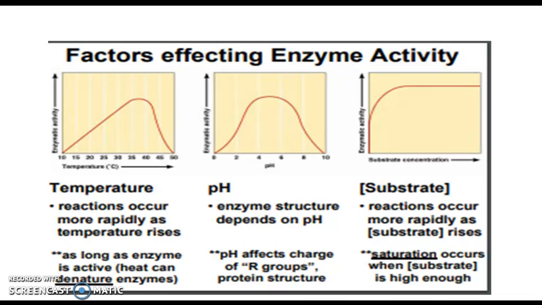Now these are the factors affecting enzyme activity: temperature, pH and substrate. The reaction occurs more rapidly as the temperature rises, but at a particular point it falls down, and that point is called the optimal temperature. At that point the enzyme activity is maximum. It is seen like that in pH also, but not in the substrate. The pH affects the charge of the R groups of the protein molecule. Saturation occurs when the substrate concentration is high.